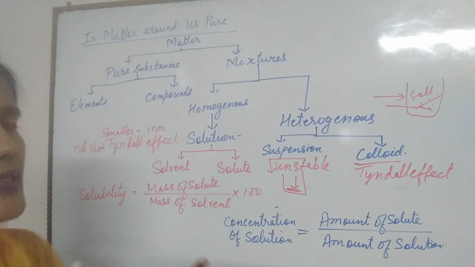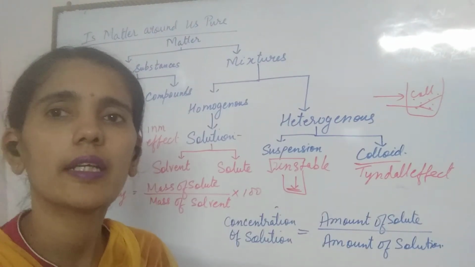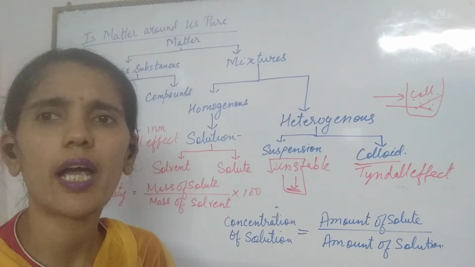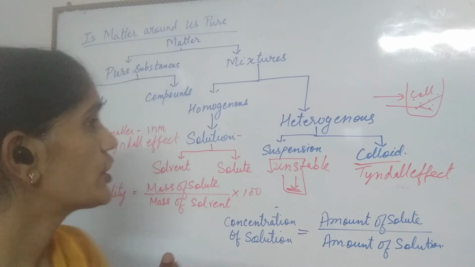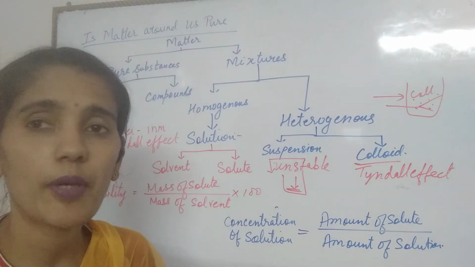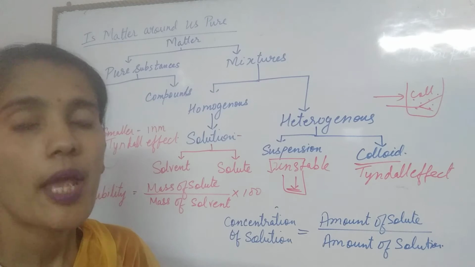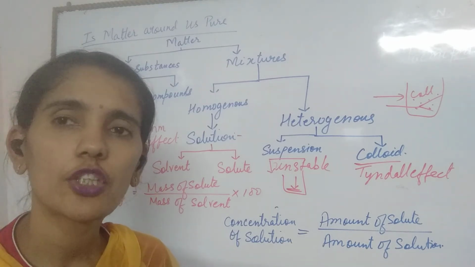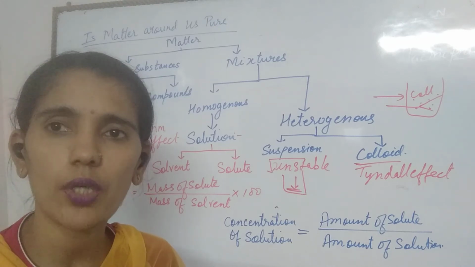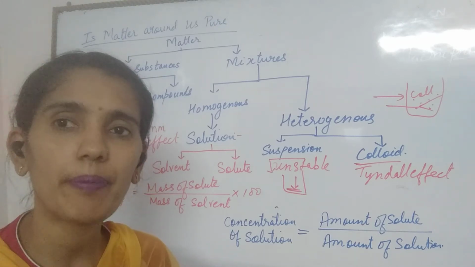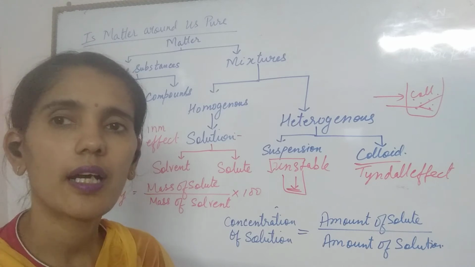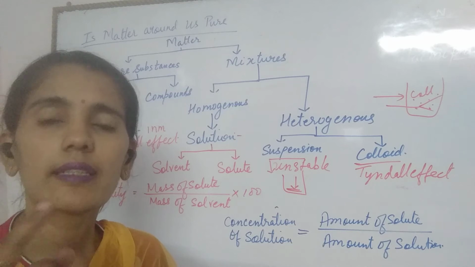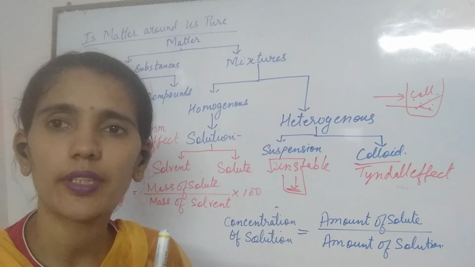Now next, it can be based on the amount of solute dissolved in a given solvent. Amount of solute in a given solvent. Means if I take one glass of water, how much sugar or how much salt I have added in that. On that basis, we can differentiate or classify it into two types, that is saturated and unsaturated.